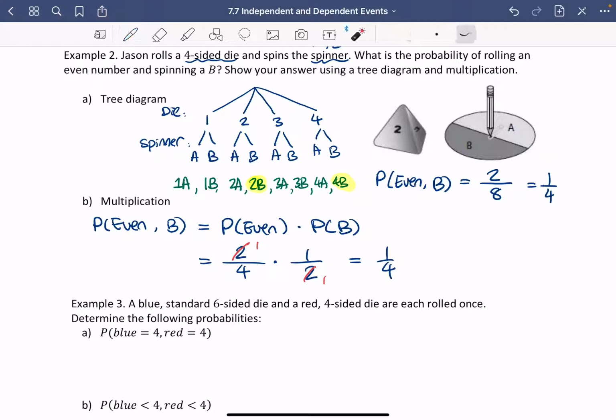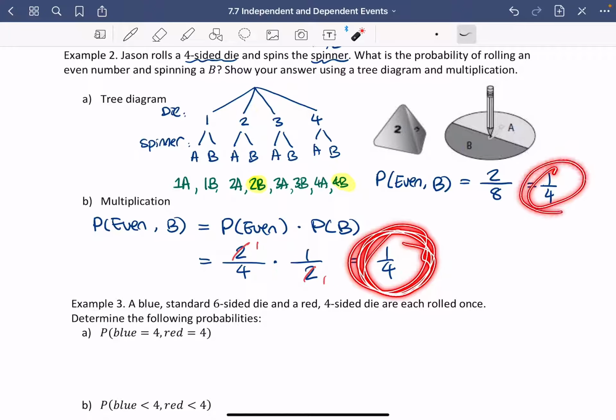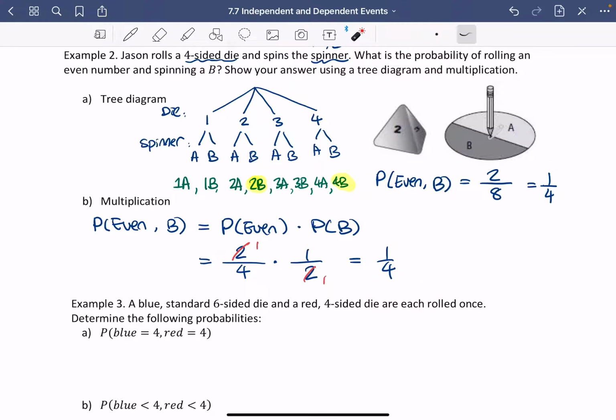Well, both the multiplication method and the tree diagram give us the same probability. That means we're doing it correctly. And so the probability of getting an even number and spinning a B is a quarter, or 25%.